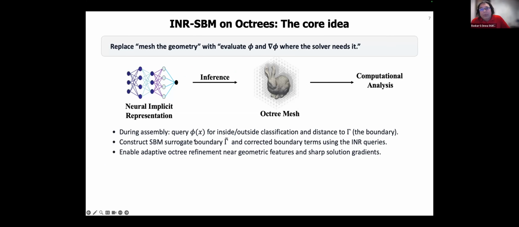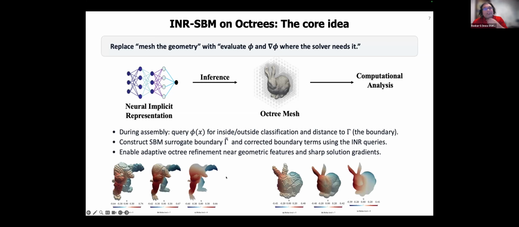And what is there in this shifted boundary method? During your element by element assembly on your background mesh, all you do is you query this implicit neural representation for inside-outside classification. And if it's inside, you just throw it away. If it's outside, for flow over an object, you calculate your volumetric integral, and then you also need to know the distance to the interface, which is also given by phi, and use that for your surface integrals. Then construct your SBM surrogate and corrected boundary terms, and then enable adaptivity. We use octrees, and so it enables adaptive octree refinement based on your value of phi.